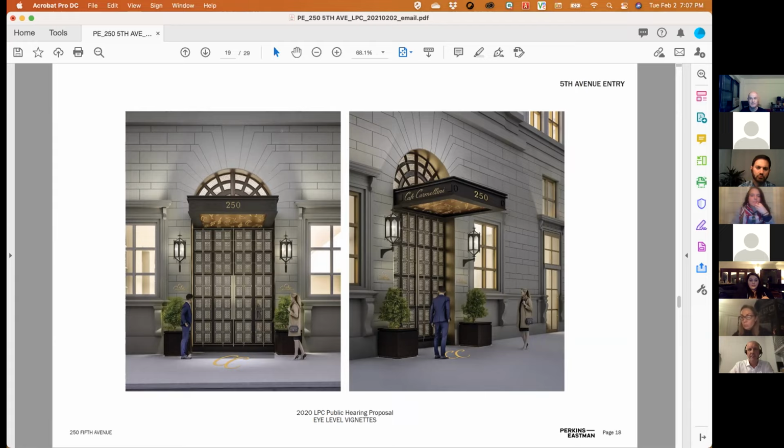We didn't look deeply at that part of the materiality. What we did research really was the canopy, and whether there are other precedents of that on Fifth Avenue. I think it's something we can look at, the type of glass that's used. We wanted something that gives a little bit of glow at night, but still has the look of a bit more of a solid, more substantial door.